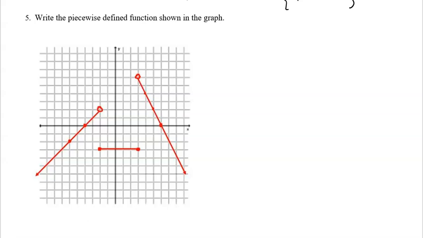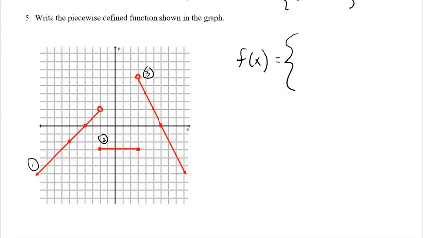Number 5 is another piecewise defined function that we are given. We're given the graph. We have to come up with the function itself. So we'll just call this f of x. And now let's see if we can define the 3 pieces. I'll call this one number 1. This is piece number 2. And there's number 3. Okay, so these are linear equations that are restricted by their domain.